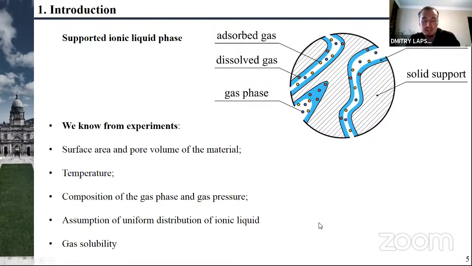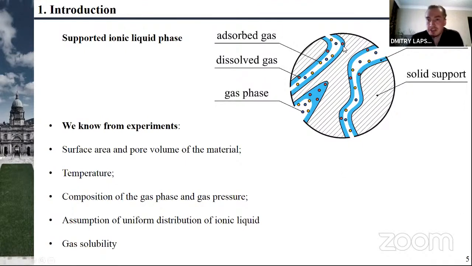Before I go to the discussion of adsorption properties in thin films and establishing connections between simulations and experiments, I would like to outline which kind of information we can extract from experiments, because I will use this information further in developing a predictive model of gas adsorption in liquids.